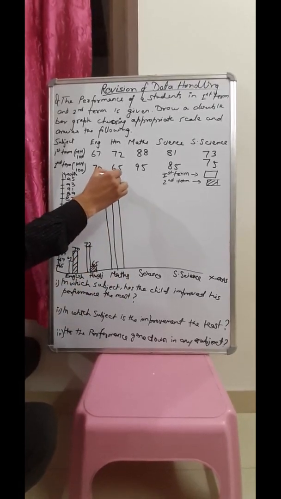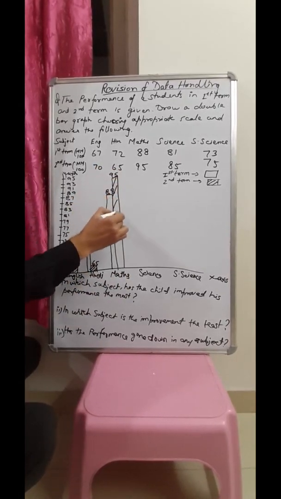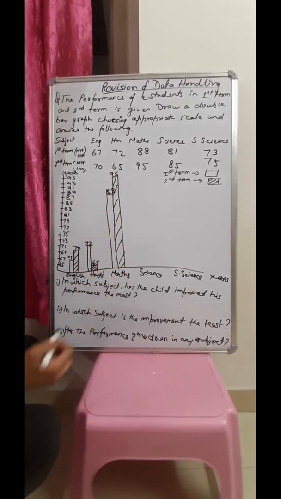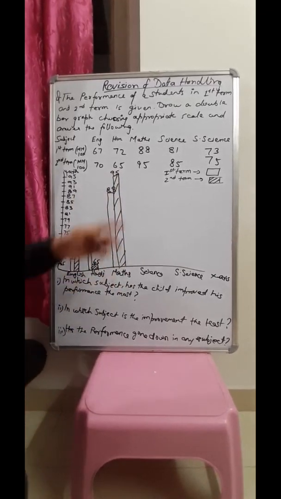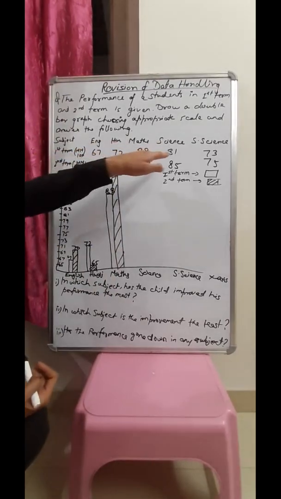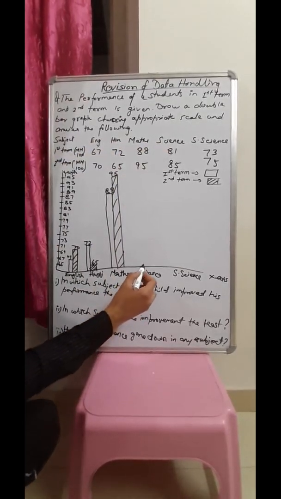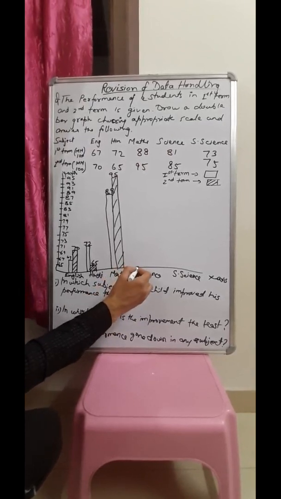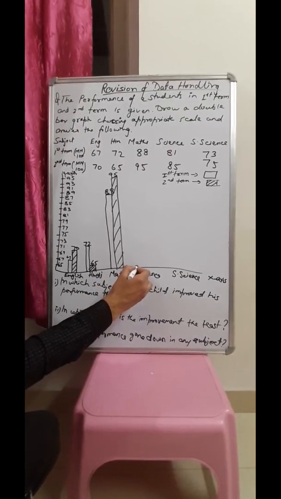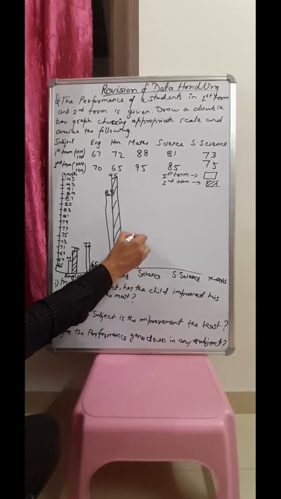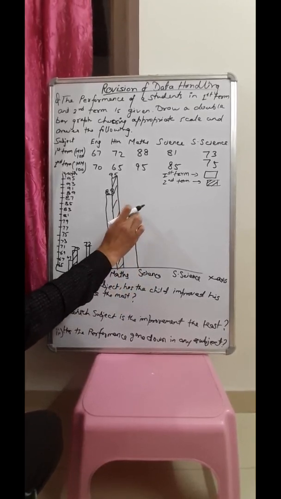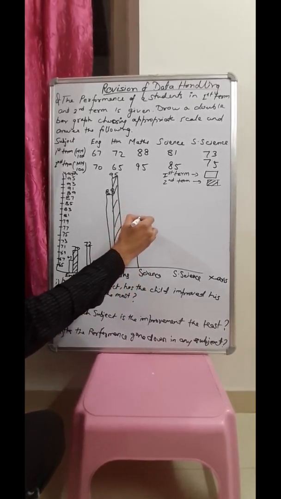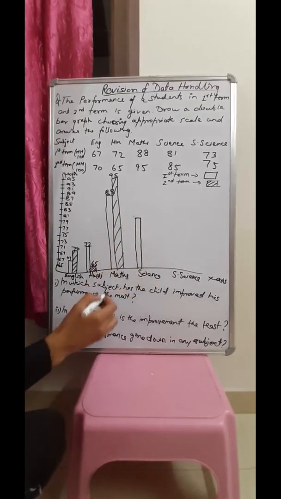This is 95, and it is the shaded part, that is of the second term. Now next is science. In science the first term is 81. So the bar will go up to, again leave a gap of one block and then start drawing a bar, which will go up to 81. In this way we have drawn up to 81.